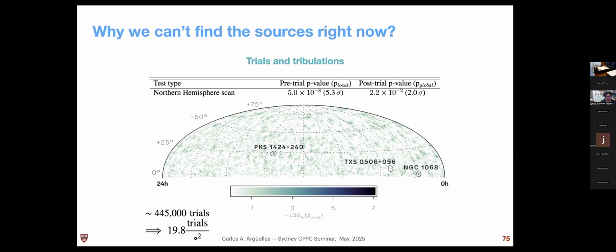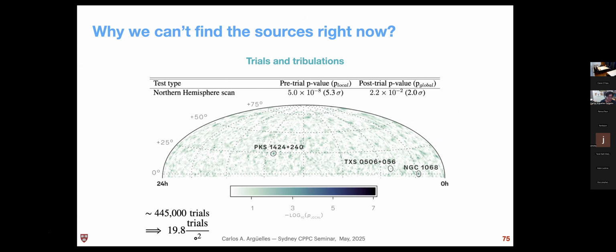As I was saying, when you look for a source, you have to scan the whole sky and look for the bright spots. So if you were to do that, it turns out that given our resolution, that is going to constitute about 400,000 trials as you look at every pixel within the sky. So the p-value of the highest source, if you were to do a scan, is about 5.3 sigma local p-value. But once you account for the trial factors, you get a 2 sigma p-value.